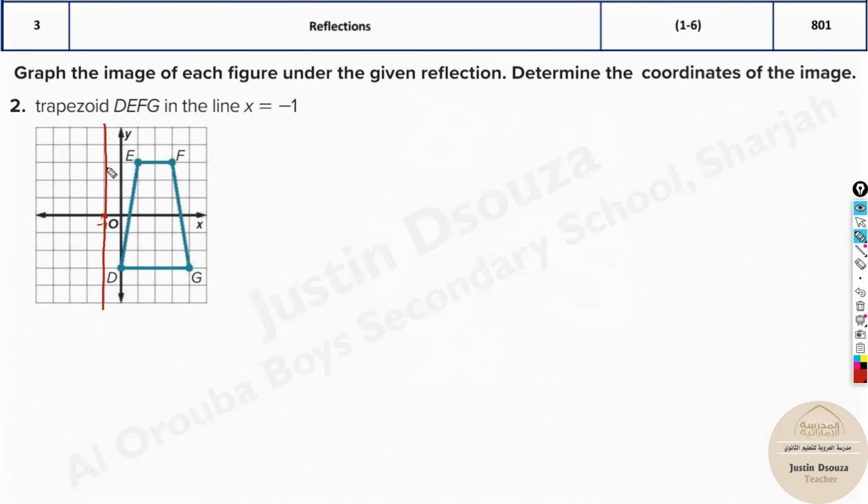Look at this line as the mirror. Now what is the distance of point E from here to here? 2, right? This will be reflected left side by 2. 1, 2, that is it. What about F? 1, 2, 3, 4. So 1, 2, 3, 4. This is the point.